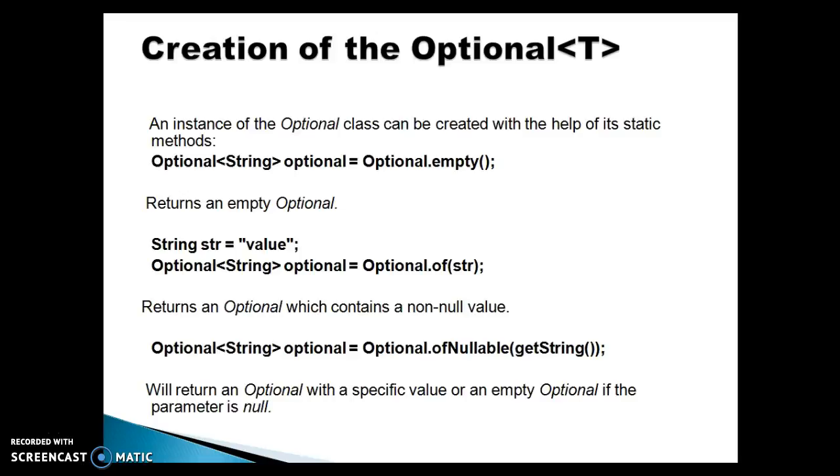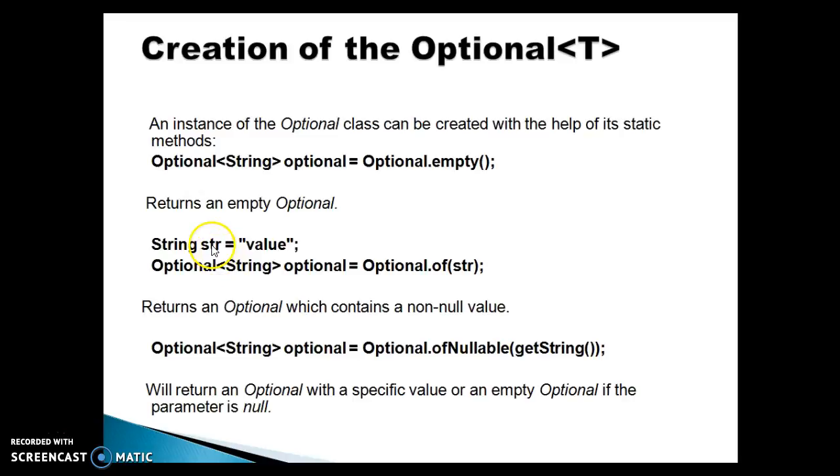Now, creation of an Optional object. An instance of the Optional class can be created with the help of static methods. If you go to the Optional class, which is part of the java.util package, this class is basically an immutable class, so that's why they have declared it as final, like a wrapper class or String. There is a static method, so you can call it by class name. Optional.empty will give you an empty object of Optional, so it basically returns an empty Optional.